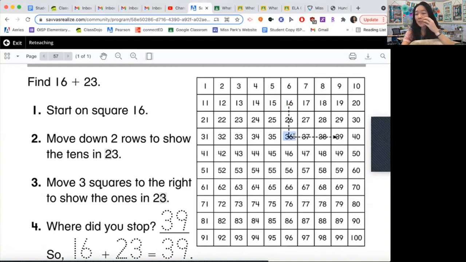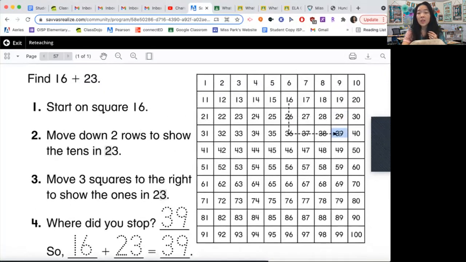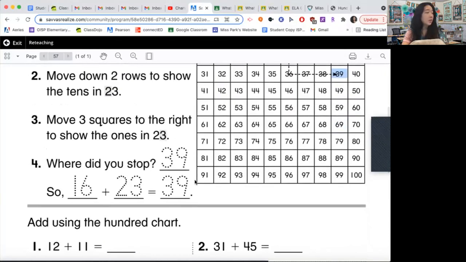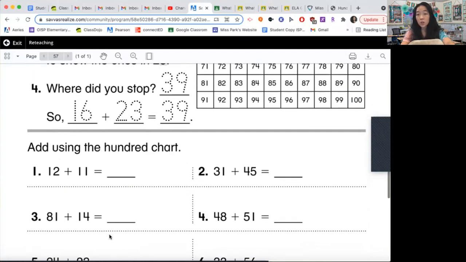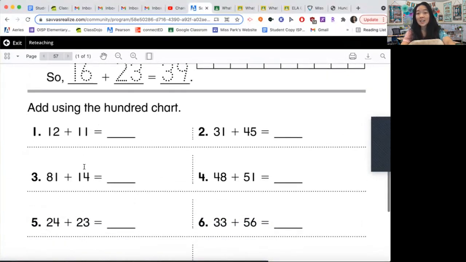Now, after you end up at 36, you're going to move 3 squares to the right to show the ones in 23. 1, 2, 3. Where did you stop? We stopped at 39. So 16 plus 23 equals 39. So you are now going to add using our hundreds chart. So let's start at 12 and then we're going to add 11.